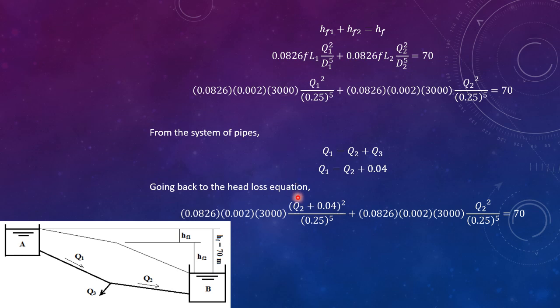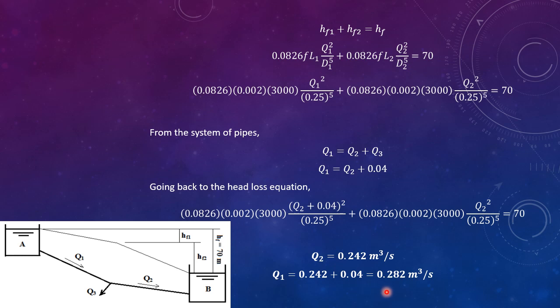So we have Q1 is now substituted with Q2 plus 0.04. Now we can see that in this equation, there is only one unknown, which is Q2. Therefore, we can solve for Q2. And Q2 is equal to 0.242 cubic meter per second, which is the discharge entering tank B.